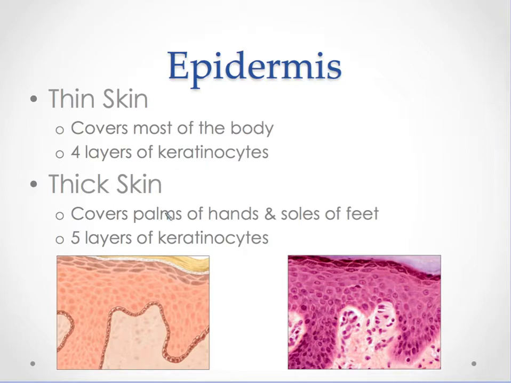Thin skin. So epidermis, again, we have thin skin, we have thick skin. Thin skin covers most of your body. So everything outside of the palms of your hands and the soles of your feet is thin skin. Your thin skin is made of 4 layers of keratinocytes. Your thick skin is made of 5 layers of keratinocytes, and you will be able to label all 4 of these and all 5 of those. We'll talk about the differences here.